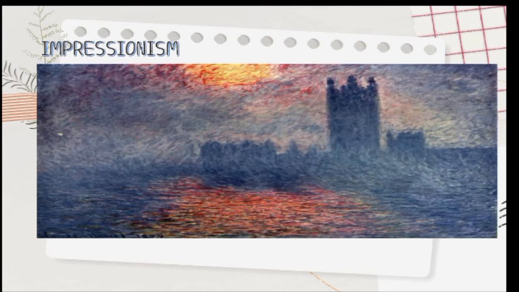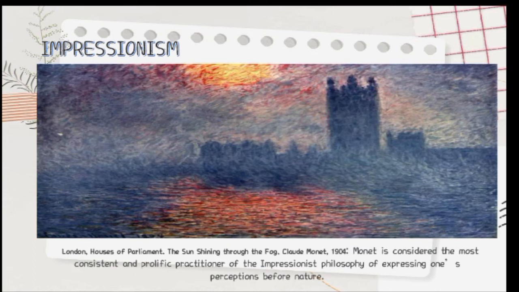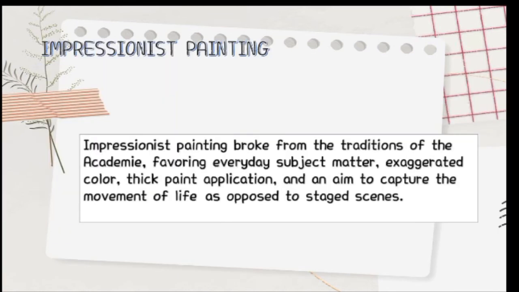They focused on outdoor scenery, and it is said they could capture the momentary and transient effect of sunlight by working quickly in front of their subject in the open air, rather than in a studio. Impressionist painting broke from the traditions of the Academy, favoring everyday subject matter, exaggerated color, thick paint application, and an aim to capture the movement of life as opposed to a staged scene.